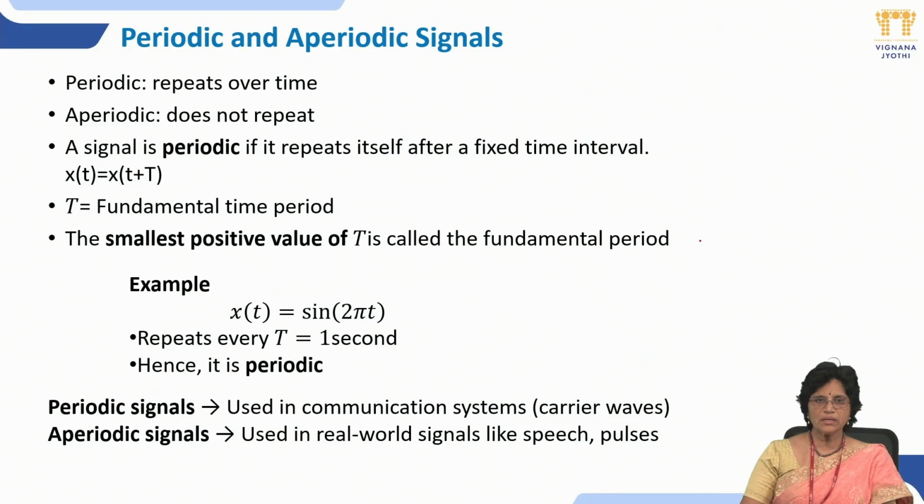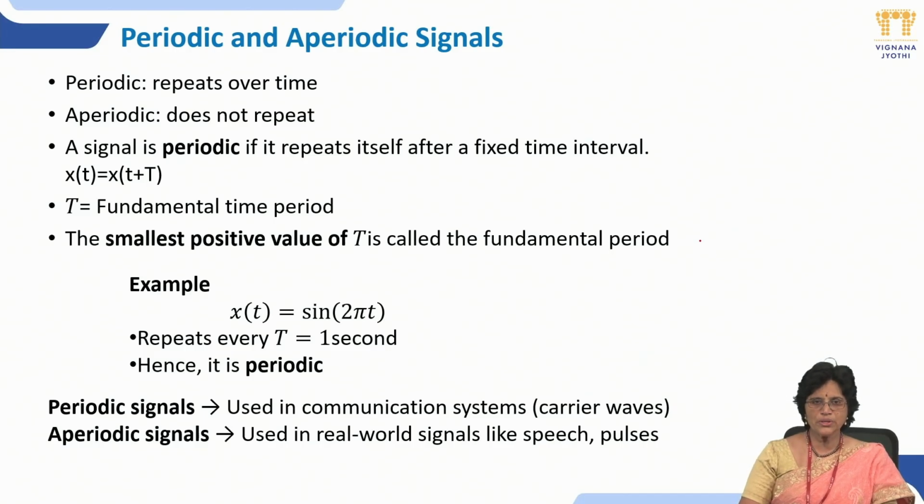Aperiodic means it does not repeat after a certain interval. For example, if you take any EEG signal or ECG signal, or if you are measuring any sensor data, continuous signal, many times you will get an aperiodic signal only. Always it has to satisfy the condition x of t equal to x of t plus T, or x of n is equal to x of n plus capital N. Then we say the given signal is periodic, in both the discrete case and continuous case. The smallest positive value of capital T is called the fundamental period. For example, in this case x of t equal to sin 2 pi t, the signal repeats at capital T equal to 1 second. Hence it is periodic.